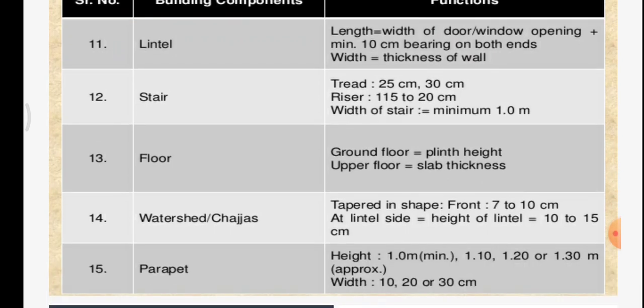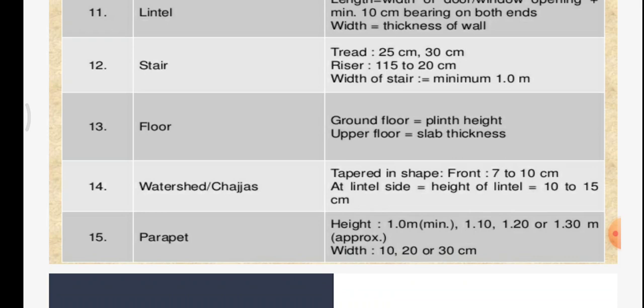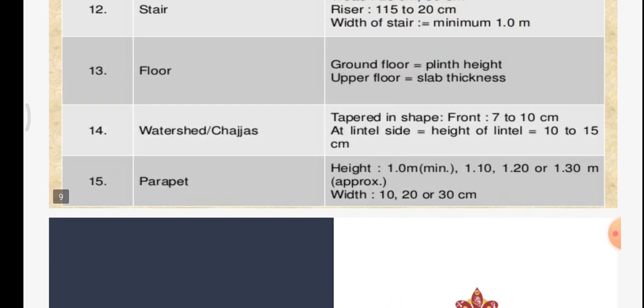Stair. Tread is 25 centimeter to 30 centimeter. Riser 15 to 20 centimeter. Width of stair minimum 1.0 meter. Floor: ground floor is equal to plinth height, upper floor is equal to slab thickness. Watershed. Tapered in shape, front 7 to 10 centimeter at the lintel, equal to the height of the lintel, 10 to 15 centimeter. Parapet height is 1.0 meter, 1.10, 1.20, 1.30 meter approx as per design, width 10, 20 or 30 centimeter.